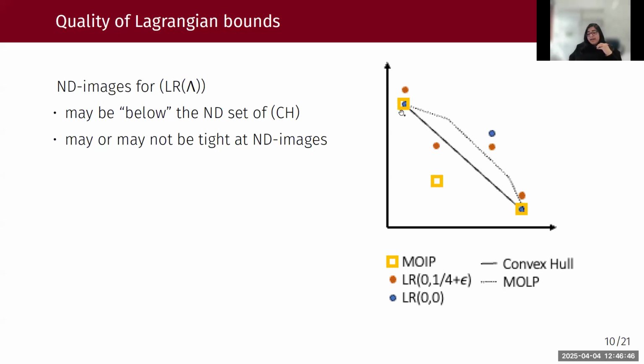My black solid line is the convex hull relaxation ND set. So as expected, it coincides at the supported points and it completely misses the unsupported one. My linear relaxation is this dotted line, which is even worse. Now, the non-dominated sets I get from Lagrangian relaxations change from set to set.